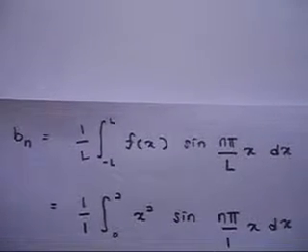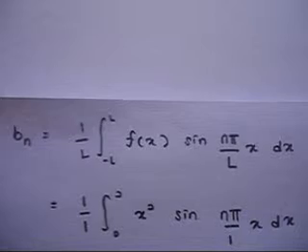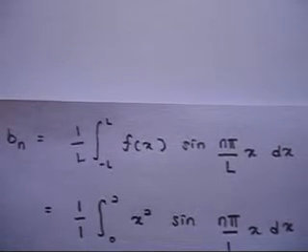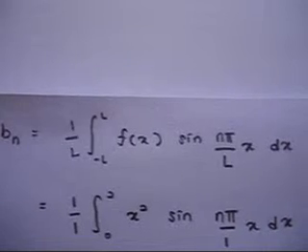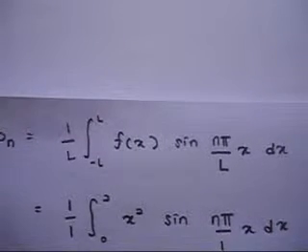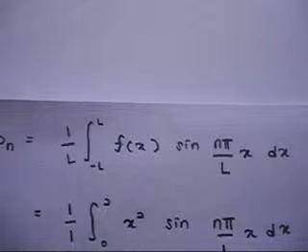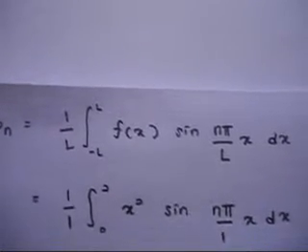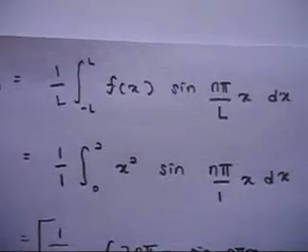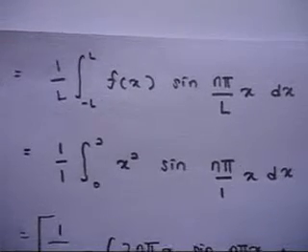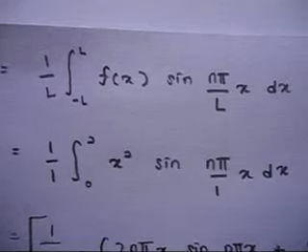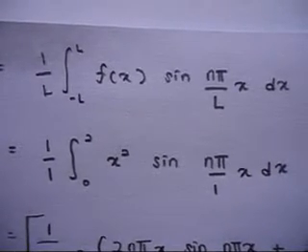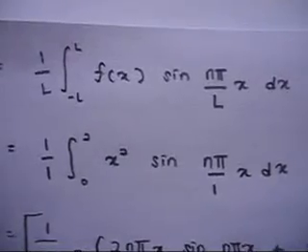This is the formula of bn, that is equal to 1 over L integration from negative L to L f(x) sin n pi over L x dx. After we insert the value of L, the limits of integration, and the value of f(x), the equation will be like this: 1 over 1 integration from 0 until 2 x squared sin n pi over 1 x dx. To integrate x squared sin n pi over 1 x dx, we use a formula like this.